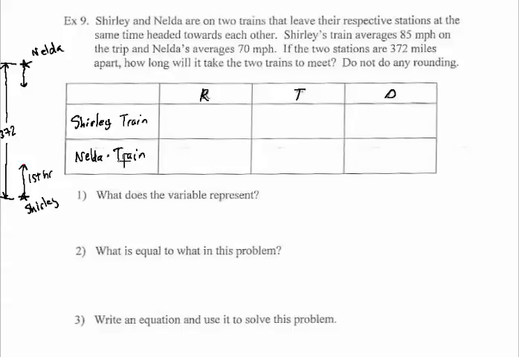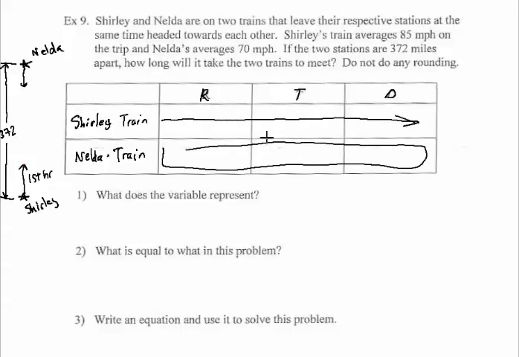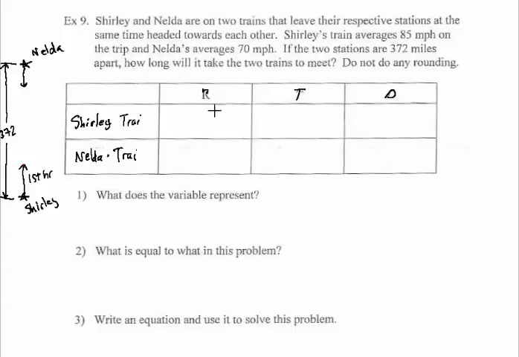So all the information about Nelda will go in this second row right here, and then all the information about Shirley's train will go in the first row. Alright, so we were given 2 rates, one for each train, so we'll put that into our column. They just give us the number for the R column. 85 goes here, and then 70 goes right there.